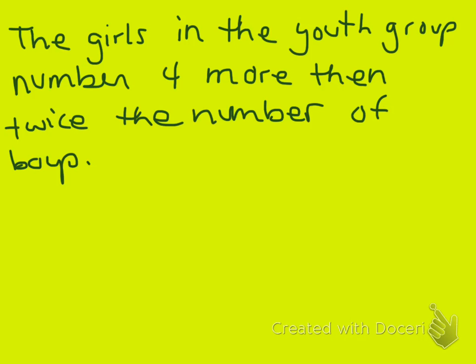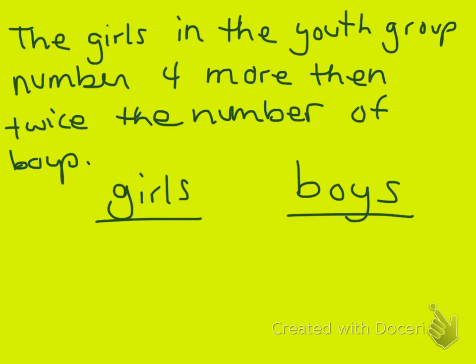The girls in the youth group number 4 more than twice the number of boys. So we have girls, and we have boys. Now, this time we don't have an "is", but it's implied in the words, the girls in the youth group number. And they told us in the little hint that we're going to use B for boys. So 4 plus 2B. Yes. So if you were trying to find them, we could go equal. That's what their next step's going to be. We'll make them equal so we can solve them. These aren't that hard anymore.